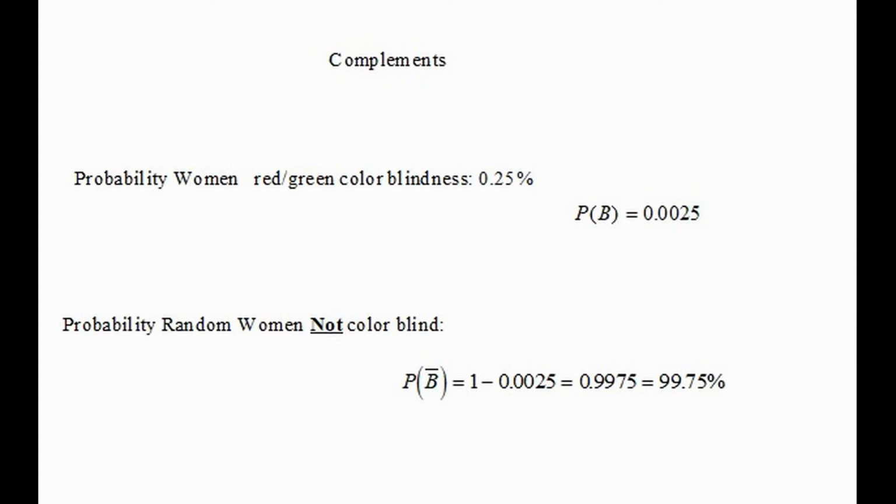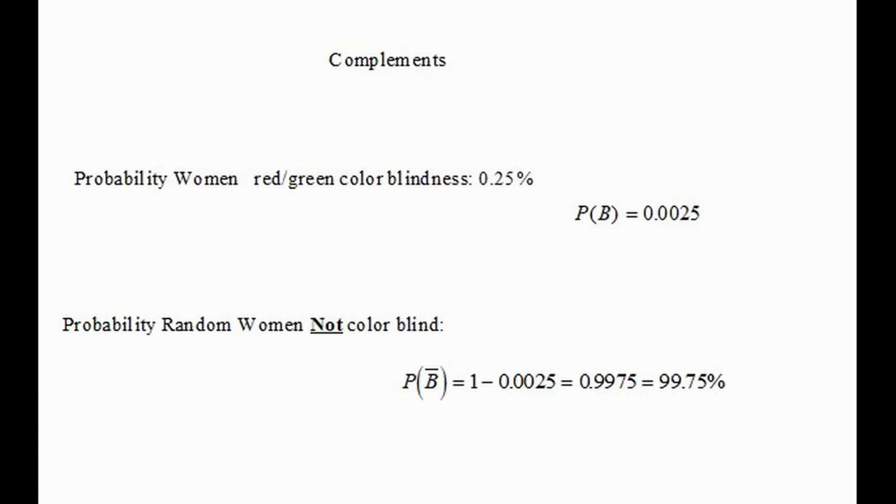Supposing we know that the probability of a woman being red-green colorblind is 0.25%. So we say the probability of B equals 0.0025. But we are looking for a random woman that is not colorblind. In other words, we're looking for the probability of B naught. To find B naught, we say 1 minus 0.0025, which equals 0.9975 or 99.75%, which means that the probability of a woman being not colorblind is very high.